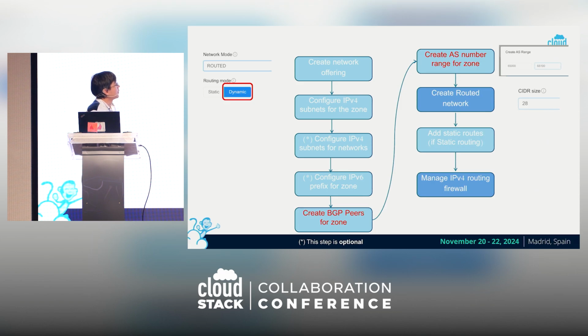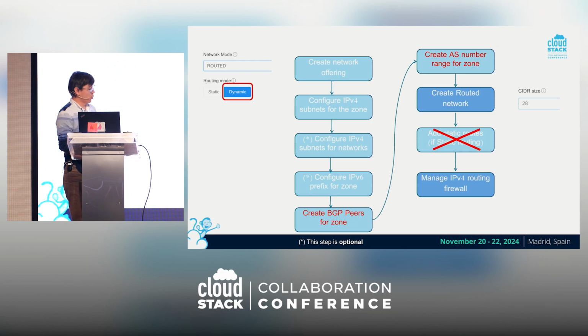Now the operator needs to create an AS number range for the pool, which is a pool of AS numbers. And when the user creates the routing network, CloudStack will automatically pick a random AS number for the network. Because we use dynamic routing, the static route step is not needed anymore.